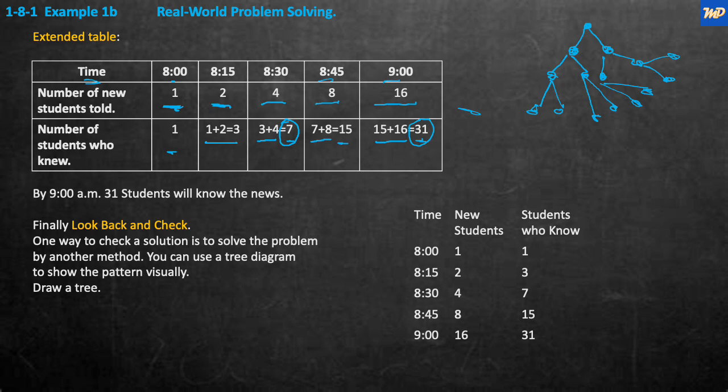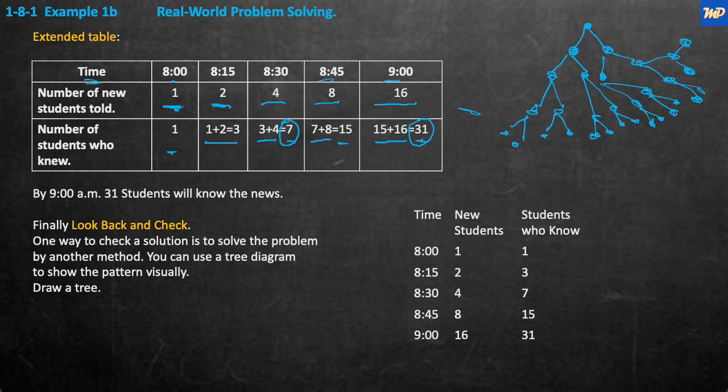So now I'm up to 8, and I have to get to 16. So this one has to do 2, 1, 2. This one has to do 2, 1, 2. This one's going to do 2, 1, 2. This one, 1, 2. This person's going to tell 2, 1 and 2. This person tells 2, 1 and 2. And finally, this person's going to tell 2, 1 and 2. So there's a table. And if we count all these up, I guarantee, unless I missed one, there's 31 of them. And that's by 9.